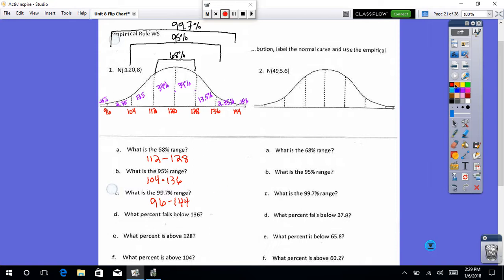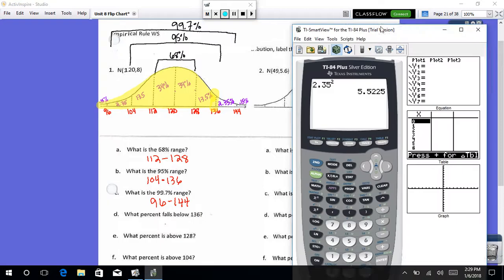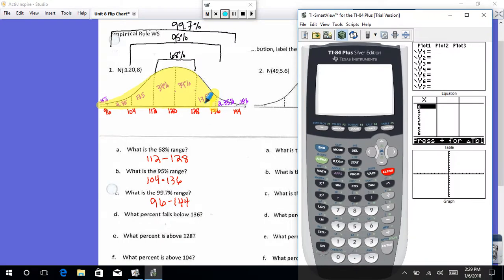And the next thing is they're asking you for the percentages. They don't want ranges. They want to know what percent falls below 136. So they want to know how many people scored less than 136. They want to know what's going on in this whole part of the curve right here. So we can take up our calculator and say, well, that's 13.5 plus 34 plus 34 plus 13.5, and add up all these percentages.